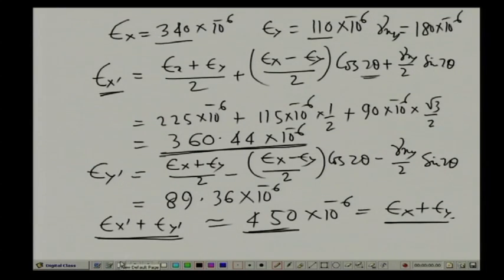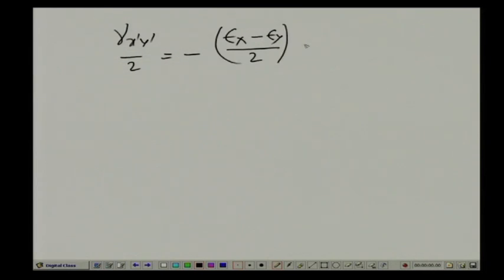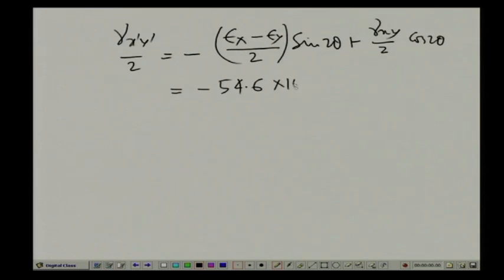Now, the value of gamma x dash y dash by 2 equals minus (epsilon x minus epsilon y) by 2 sin 2 theta plus gamma xy by 2 cos 2 theta, and this you will get as minus 54.6 into 10 to the power minus 6 if we substitute the values, which gives us the value of gamma x dash y dash as twice of this, which equals 109.2 into 10 to the power minus 6, and this is negative.